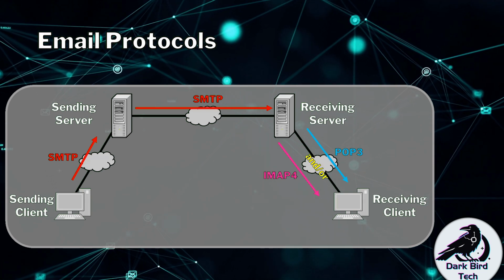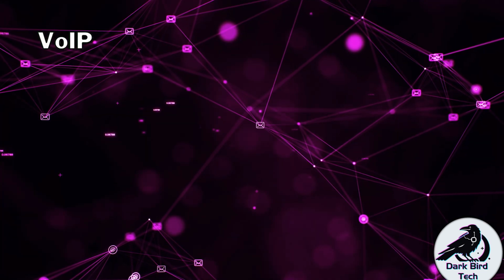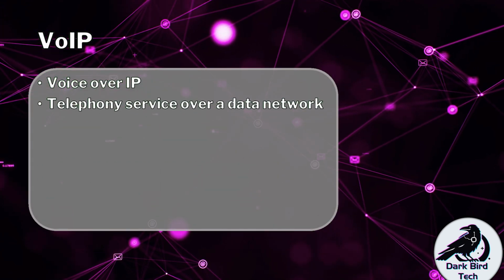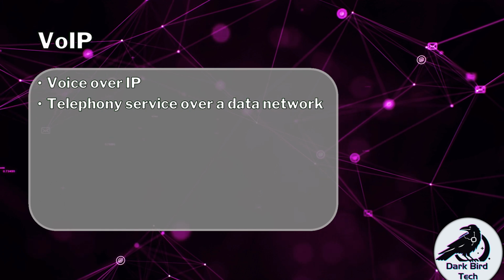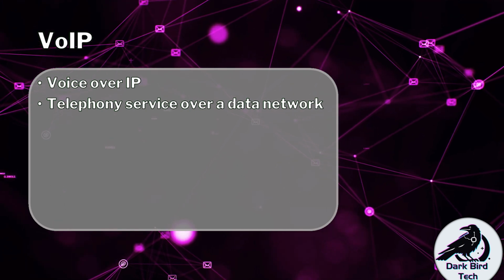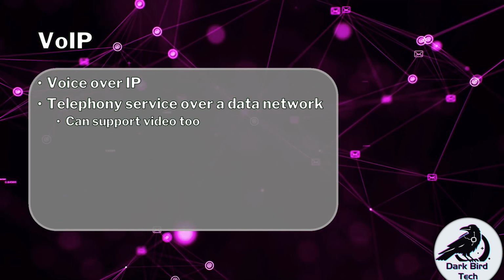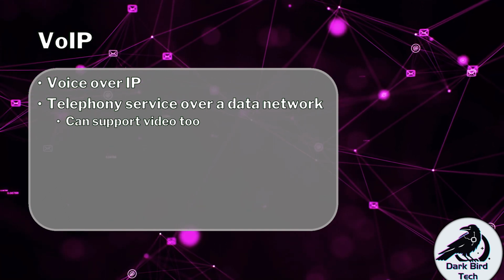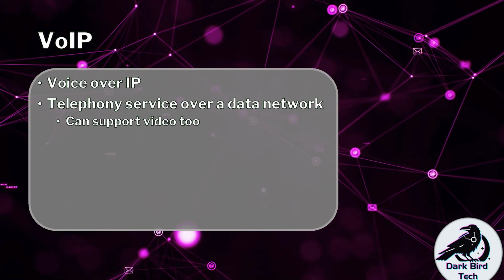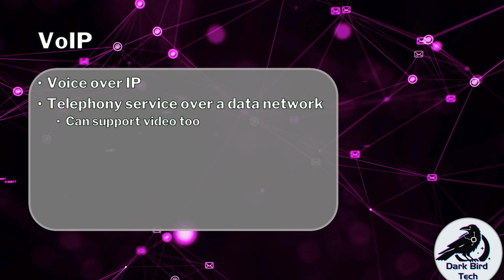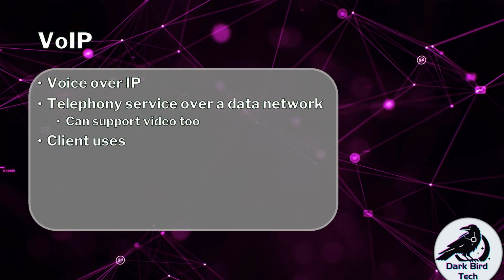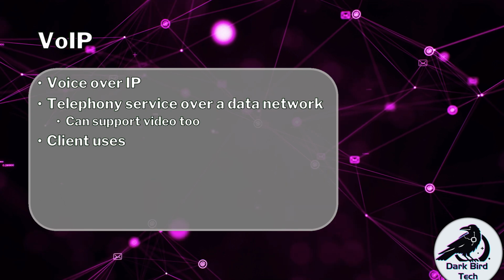Now as for emails, what about voice over IP or VoIP? Well, voice over IP or VoIP is where we send a telephony service, or a telephone service basically, over a data network. Now, we can also support video too as well for video conferencing. But generally what ends up happening is we'll stick to voice initially and then grow into doing video conferencing as well. Now, the client will use one of two things to actually make voice over IP calls.